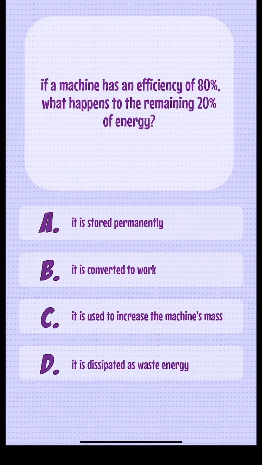If a machine has an efficiency of 80%, what happens to the remaining 20% of energy? So it's all to do with efficiency. What do you guys think the answer is here? A, B, C, or D? Yeah, if it's 80% efficient, that means 80% of the energy is transferred usefully, and the remaining 20% is waste energy. Whenever energy is being wasted, we say that it's being dissipated. That's a key word that gets used quite a lot.